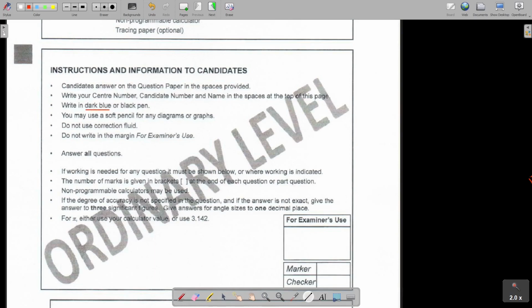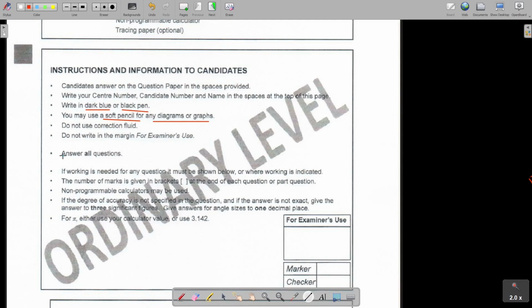Write in dark blue or black pen. You may use a soft pencil for any diagrams or graphs. Do not use correction fluid. So please, no Tipp-Ex. Just draw a line through work that you don't want them to mark. Do not write in the margin for examiners' use. It's there, please don't go over. It's the examiner's space.